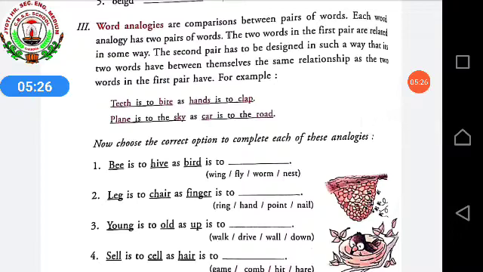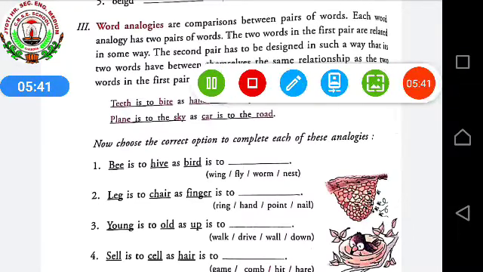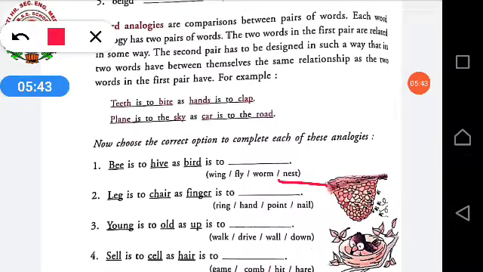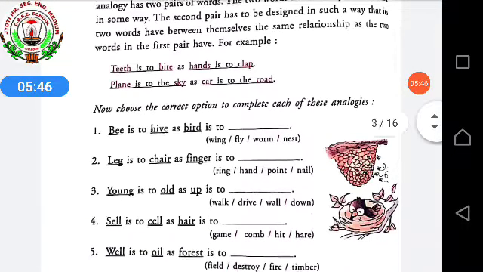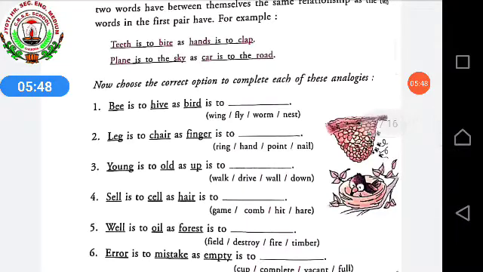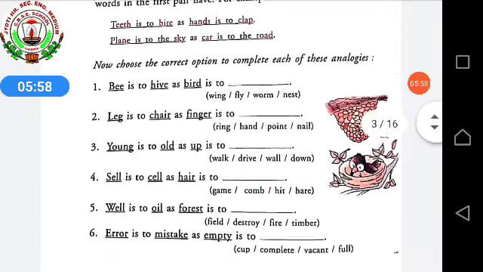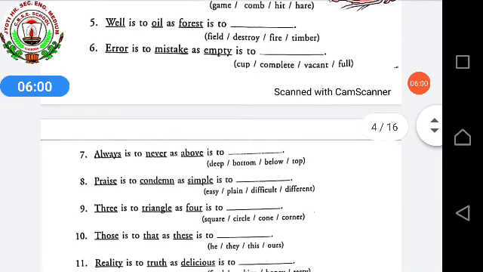Options are also given. Wing, see the first one, bee is to hive. Bee lives in the hive. In the same way, where do birds live? Whether they live with wings, with flight, with worm or in the nest. So the birds live in the nest. Understood? In this way you have to solve all these questions. Leg is to chair. Okay. So finger is to hand. Understood everyone? In this way you have to solve all these questions.